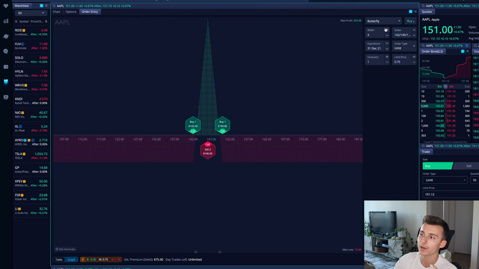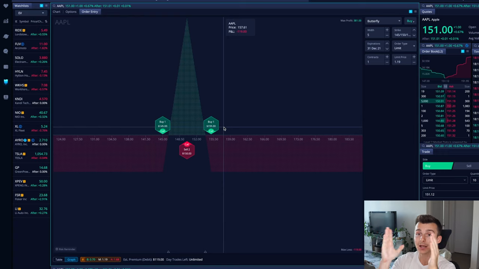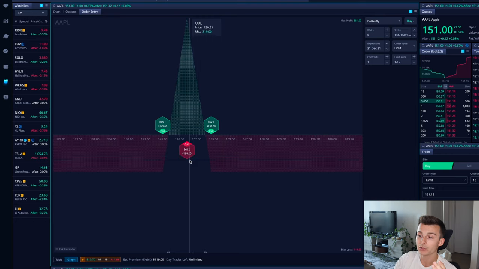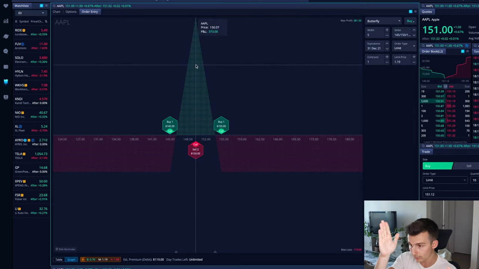So if I increase the width, let's say to 5, now what that means is I am going to be buying the 145 contract, also buying the 155. So I have a $10 range. I want Apple somewhere in that $10 range, and I'm going to be selling two of the 150s, which is right in the middle of that split. So yeah, it gives me more range. It's going to cost me $119 to get into this position, but my potential profit is $381 if I'm right and Apple finishes right at 150. So this right here is the long call butterfly strategy.